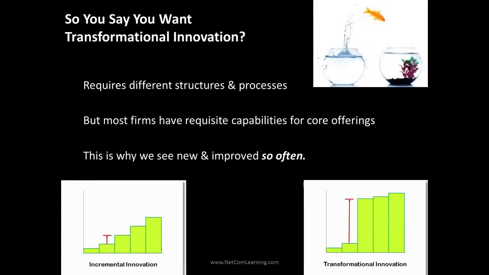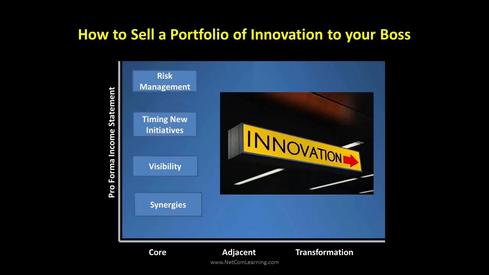However, most companies are not necessarily set up for transformational innovation, because transformational innovation requires different structures and different processes. And that is why most firms are really set up for core offerings. Now, how do you sell this matrix that we showed in the previous slides to your boss? Why separate all the projects according to these three categories? Well, the way to pitch it to a boss is, well, risk management.